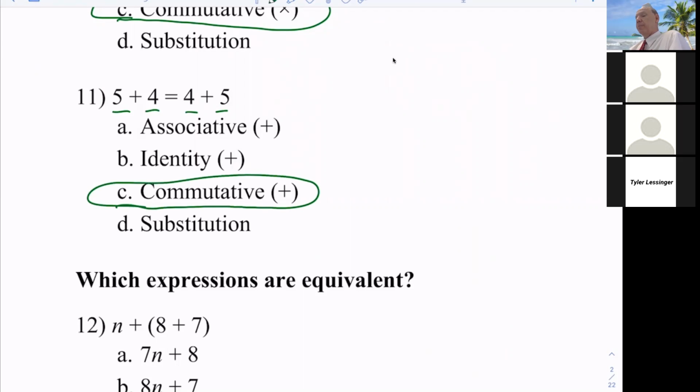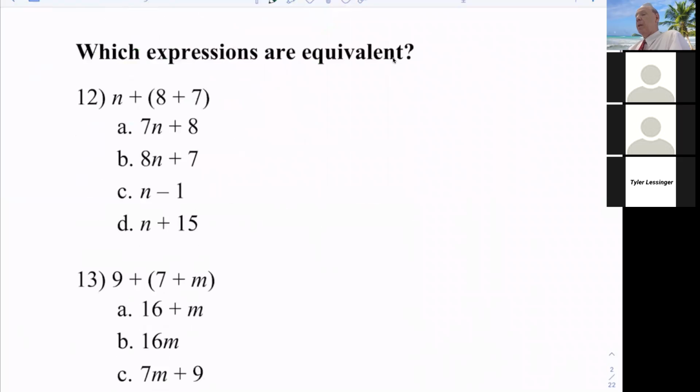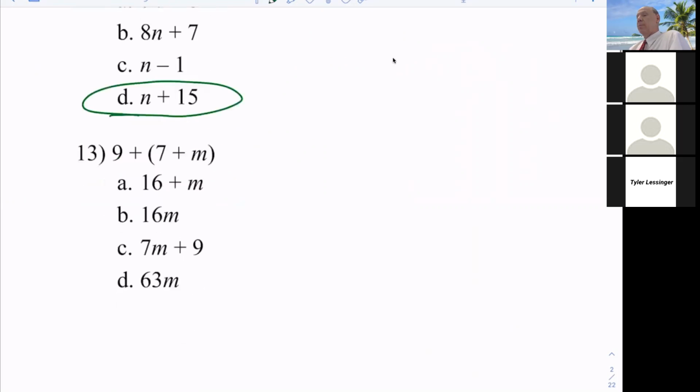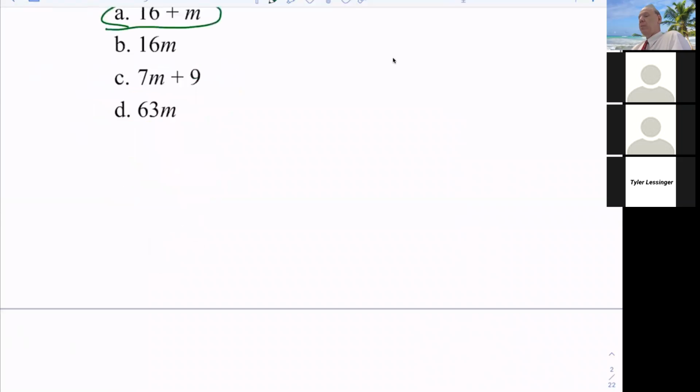All right. Now we're just simplifying. So n plus 8 plus 7 is the same as D, n plus 15. Combining like terms. Here we're just adding 9 plus 7, getting what? 9 plus 7 is what? 16. So the correct answer is A. We're combining the 9 and the 7 together. All right, keep going, please.